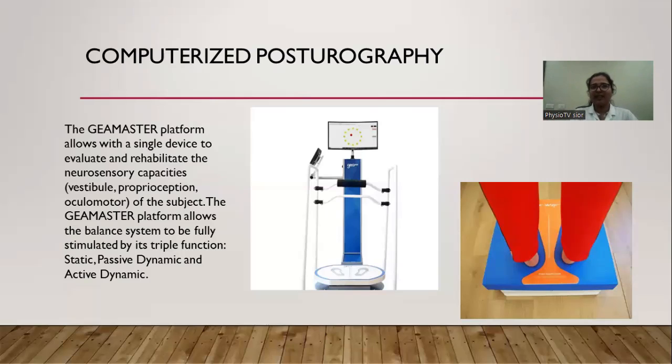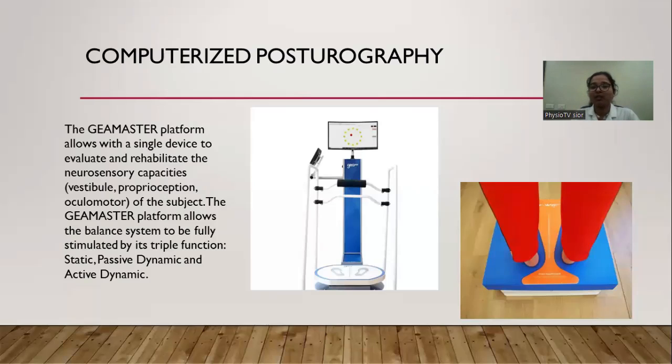So there are various computerized posturographical equipments which are being researched a lot. We speak a lot of equipments like Neurocom Smart Balance Master, and also about Biodex Stability System. So these are certain names of these equipments which are being used. Today we are going to discuss one of the equipment, which is GIA Master.